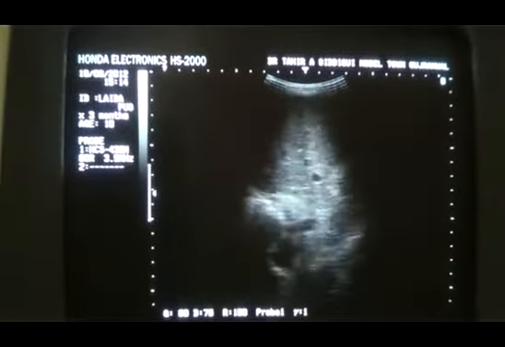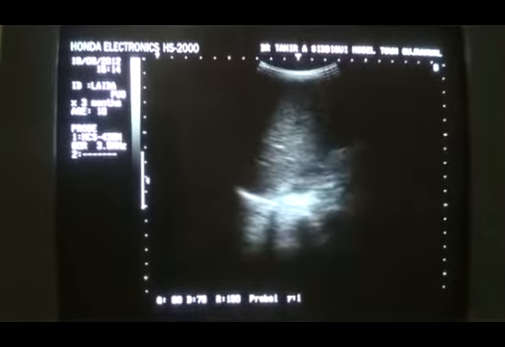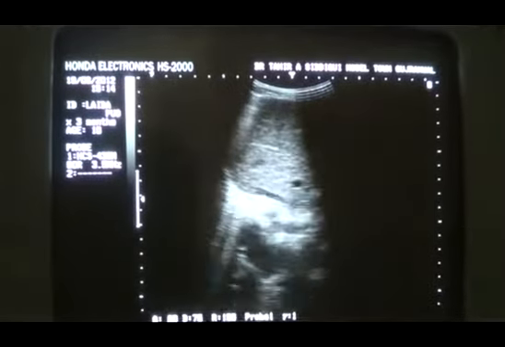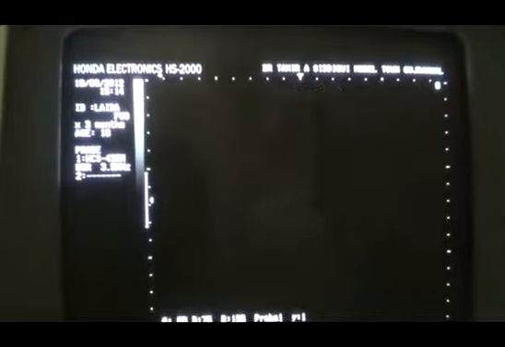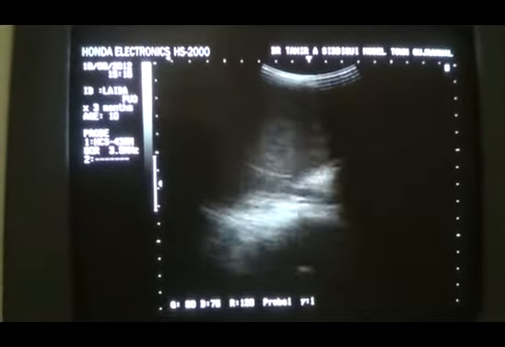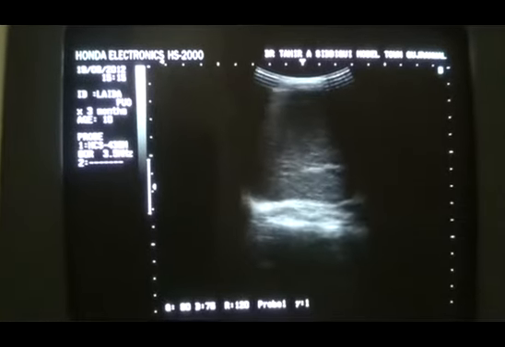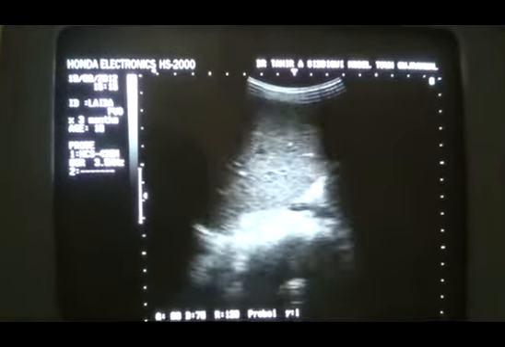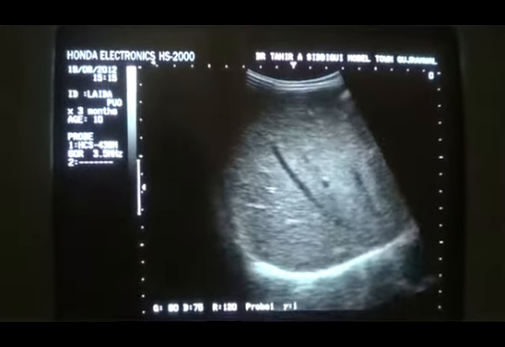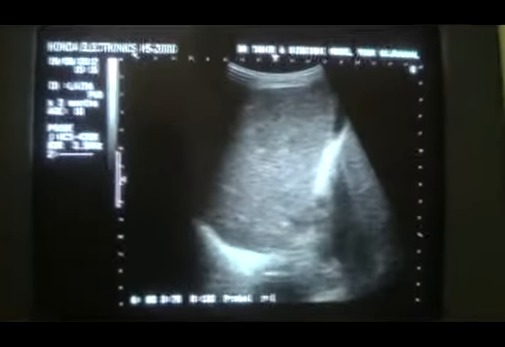Now, when I try to expose the diaphragm in total, I see that there is no fluid above the diaphragm. That rules out any evidence of pleural effusion as a cause of PUO. So there is no fluid above the diaphragm.